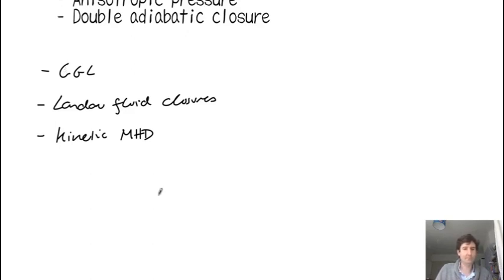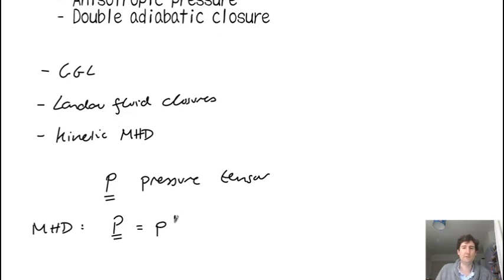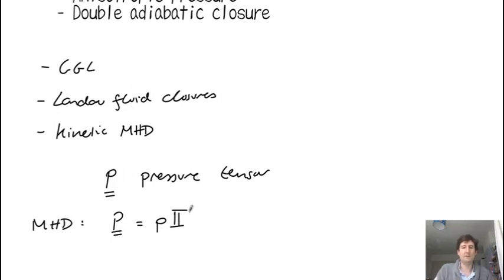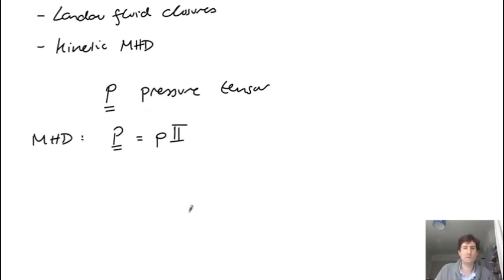tensor. So in particular we've taken P is a tensor, and in MHD we assume that this P tensor is just a scalar pressure times the identity matrix. So it's a 3x3 tensor or a matrix, and we've just assumed that it's P like this, and these are all zeros.